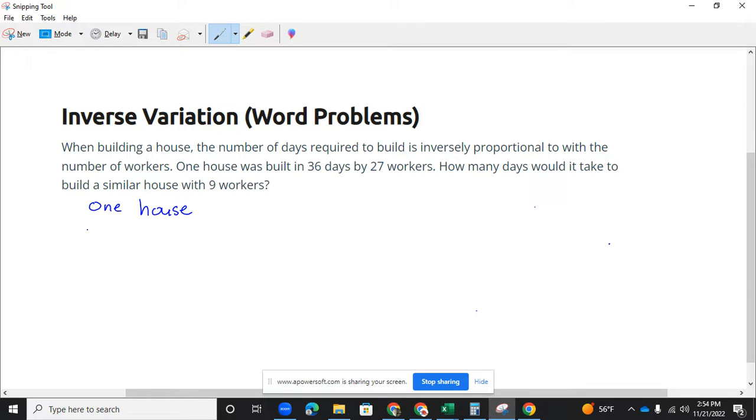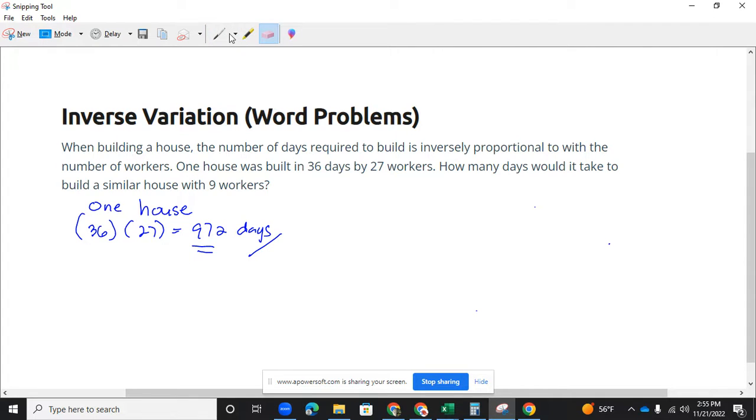So that basically means 36 days times 27. So that's 972 total days. It'll take 972 total days per one person. If there's only one person working on this, it'll take this number of days, almost 3 years, to complete one house. So this is per person, per worker.